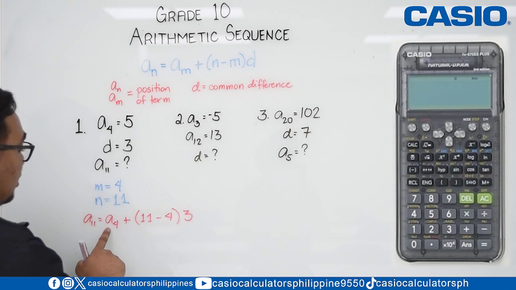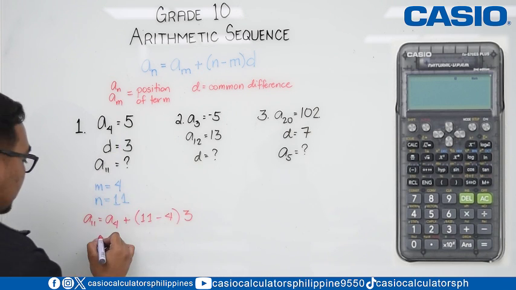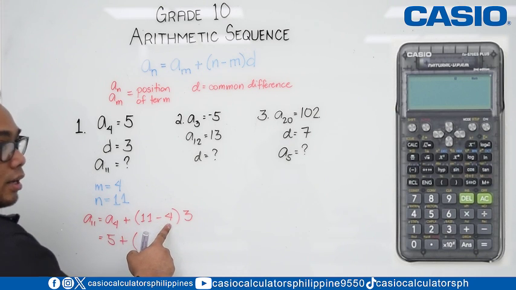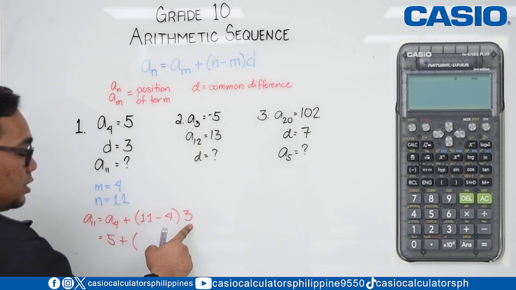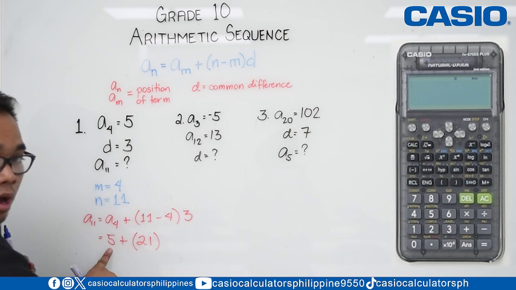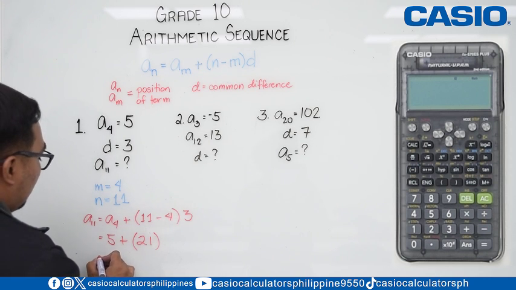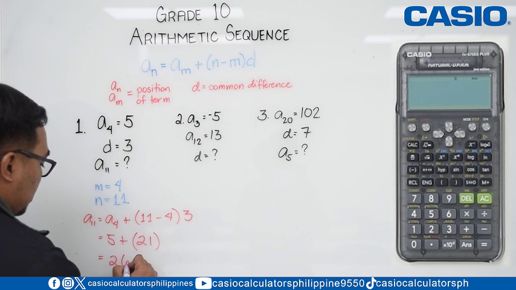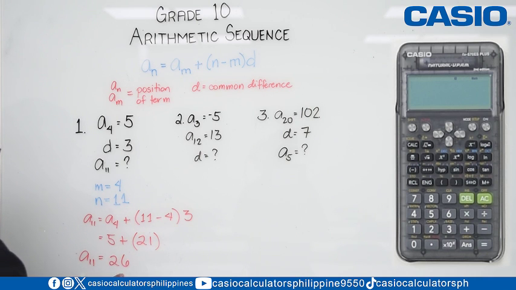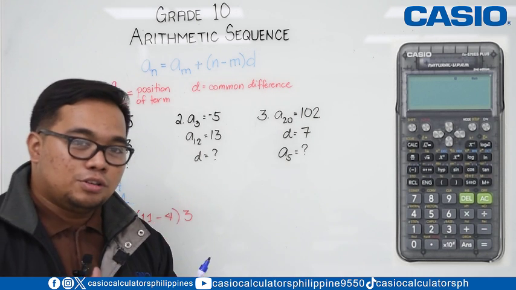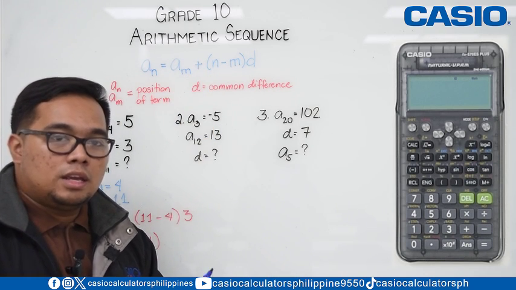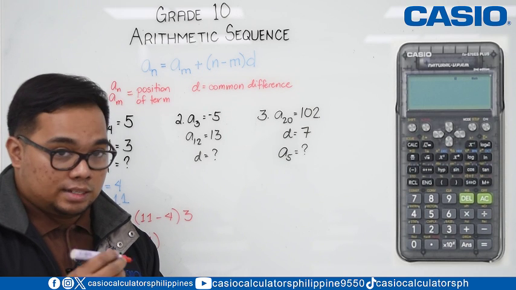What is a sub 4? A sub 4 is 5. Then we add 11 minus 4, which is 7. 7 times 3 is 21. Now we have 5 plus 21, which is equal to 26. Therefore, a sub 11 is 26. That's how you use this altered equation to fit any position or term in the sequence.